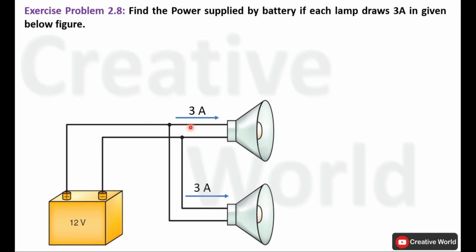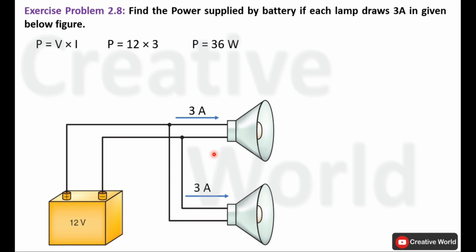In this scenario, the current drawn by a single lamp is provided. Voltage across this lamp is also provided, that is 12 volt. So we can use the basic power formula P equal to V multiplied by I to calculate the power of an individual lamp. Power of a single lamp will be P equal to V multiplied by I. Voltage is 12 volt and current is 3 ampere. Multiply 12 with 3. Power consumed by a single lamp is 36 watt.